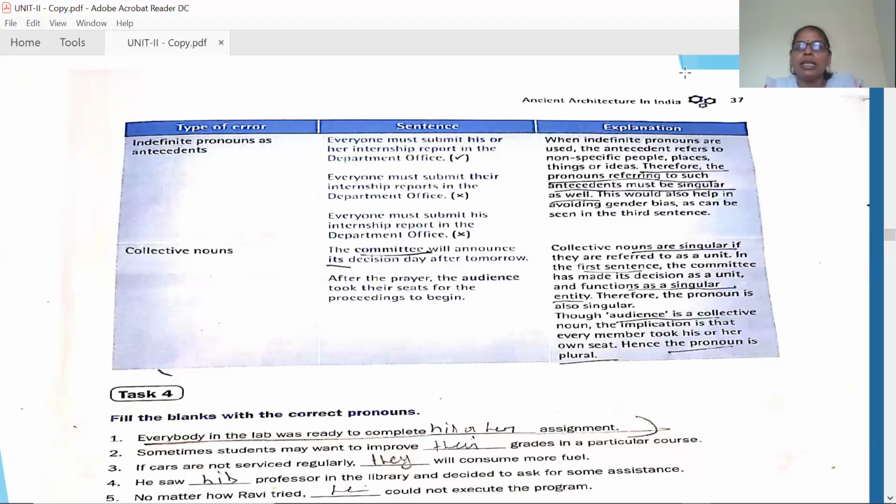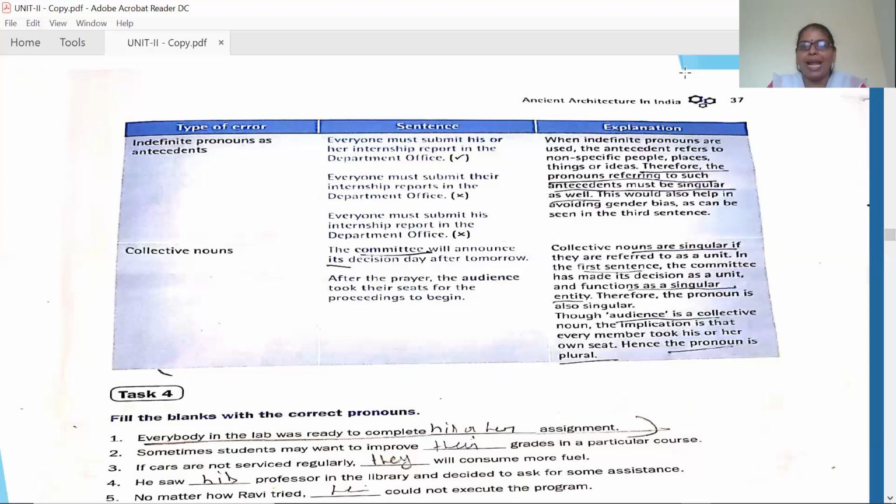And let us see the second sentence. After the prayer, the audience took their seats for the proceedings to begin. Their seats, the audience. Here audience is also a collective noun, but we are making it plural. The audience took their seats for the proceedings to begin. So though audience is a collective noun, the implication is that every member took his or her own seat. Hence the pronoun is plural. So these are some rules which you need to follow when you are making noun-pronoun agreement.